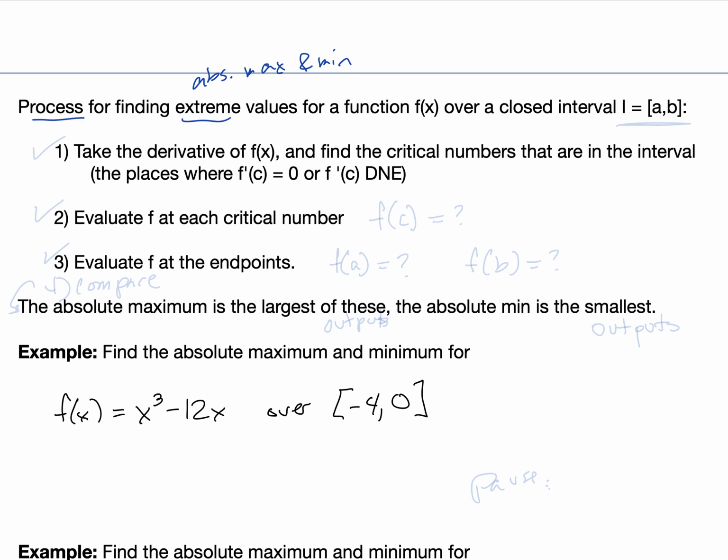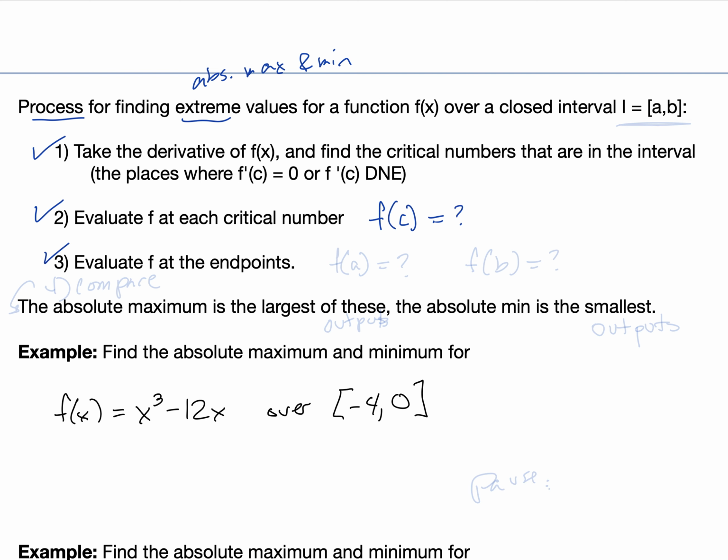So what we need to do is take the derivative of f of x and find the critical numbers that are in that interval. In other words, the points over that interval where either the derivative equals 0 or the derivative does not exist. Then we need to evaluate f at each critical number. So for each critical number, f of c equals what?